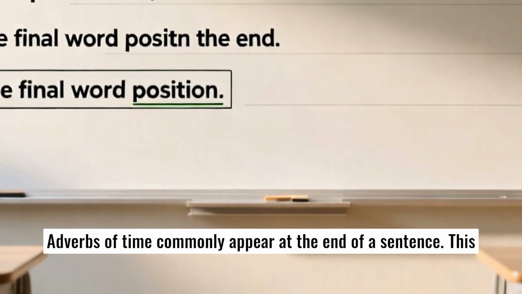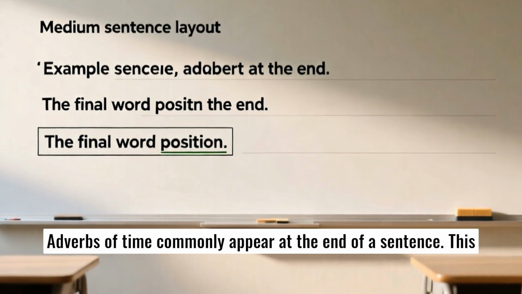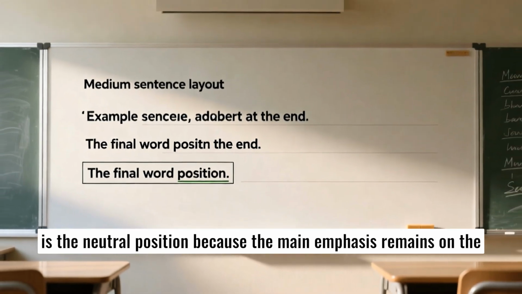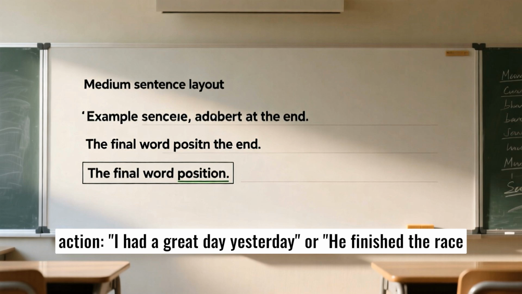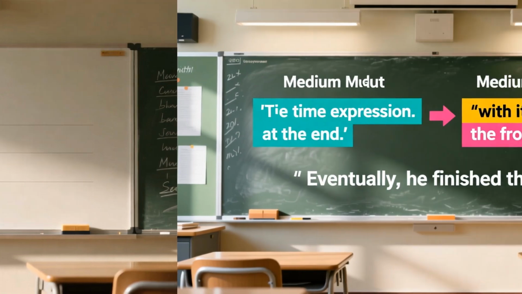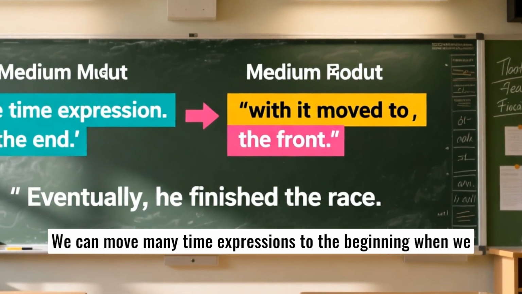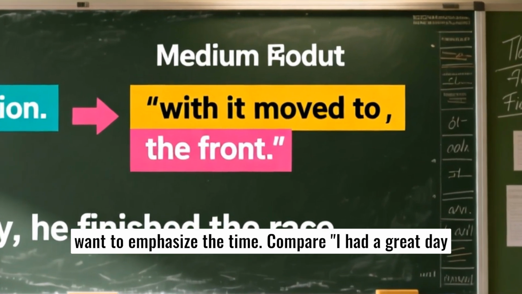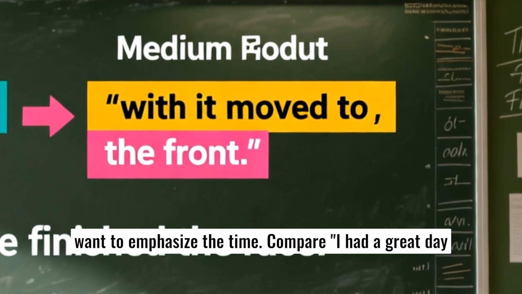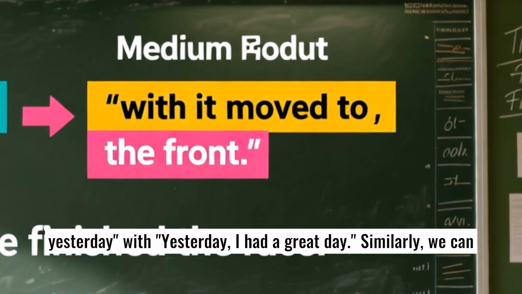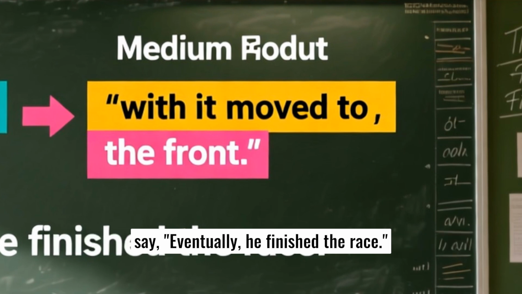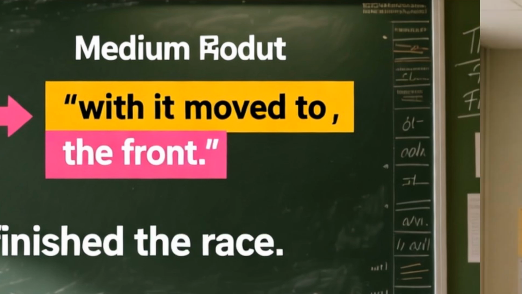Adverbs of time commonly appear at the end of a sentence. This is the neutral position because the main emphasis remains on the action. I had a great day yesterday, or he finished the race eventually. We can move many time expressions to the beginning when we want to emphasize the time. Compare, I had a great day yesterday with yesterday, I had a great day. Similarly, we can say, eventually he finished the race.